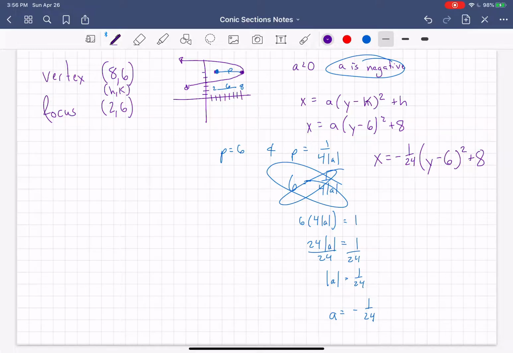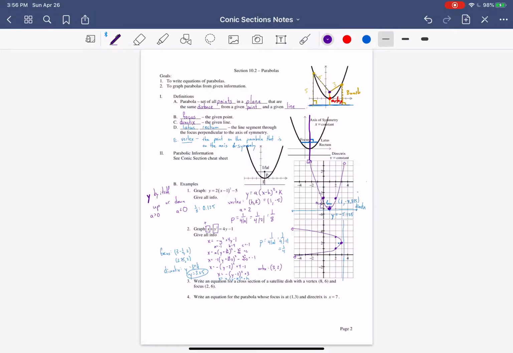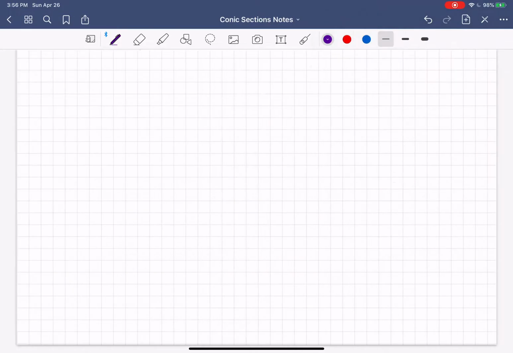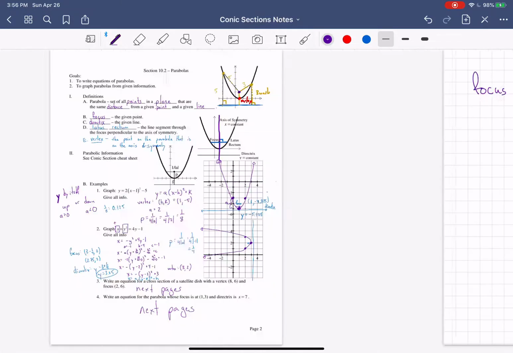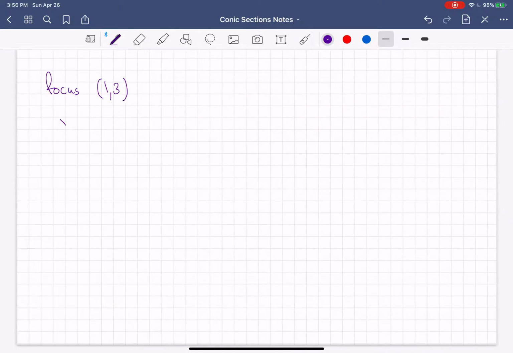All right. But that's not what the exercise in Khan Academy is. The exercise in Khan Academy is like number 4, where they give you the directrix and the focus. So let's do this. The focus is at (1, 3), and the directrix is at x is equal to 7.